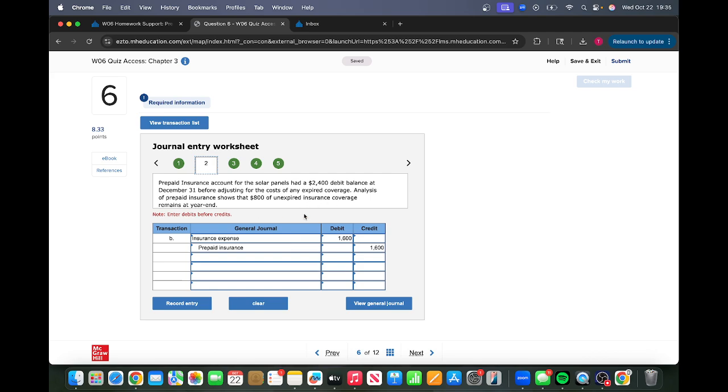Runs at the end of the year, we're there, so we're going to show that it's there. As for insurance expense, it's a debit and it's going to increase because that's what we're paying.